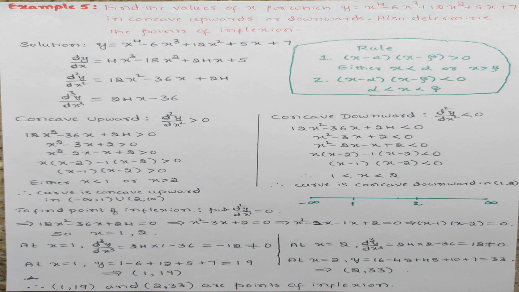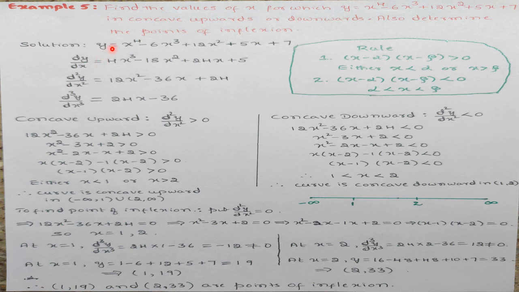Now let's move on to one more problem. Find the values of x for which this function is concave upwards or downwards. Also find the points of inflection. Here the given curve is y equal to, or you can write f of x, f dash, f double dash, f triple dash, or y double dash, dy by dx, d square y by dx square, d cube y by dx cube, as you want.